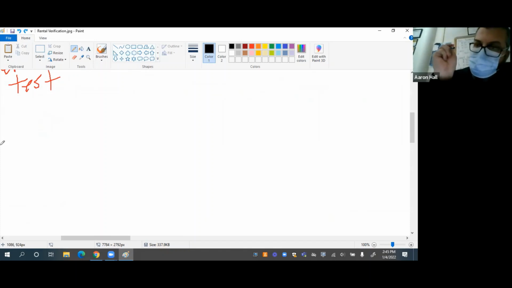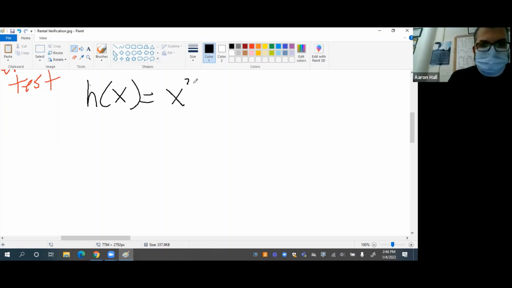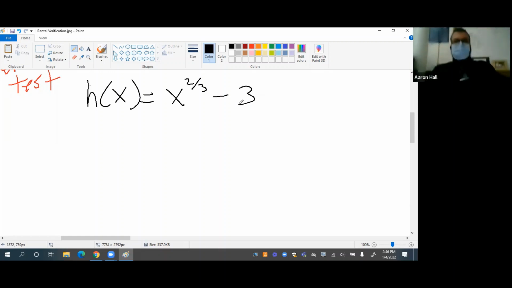Same directions. What are the directions? Find maxes, mins, inflection points. Okay, we used f of x, g of x. Let's try h of x equals x to the power of 2/3 minus 3. Same directions: maxes, mins, and inflection points.